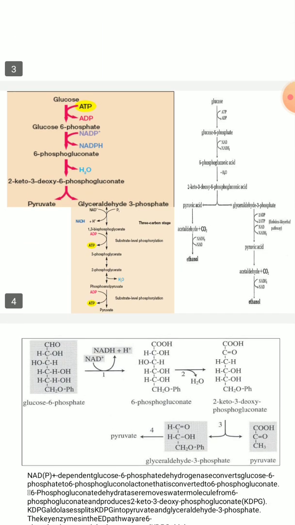You can make this out in this slide. The glucose molecule undergoes phosphorylation to form glucose 6-phosphate, then 6-phosphogluconolactone, 6-phosphogluconate, and 2-keto-3-deoxy-6-phosphogluconate. You can make out here glucose to glucose 6-phosphate as the usual kinase phosphorylation reaction. Further it undergoes a dehydrogenation reaction, and then a dehydration reaction to form 2-keto-3-deoxy-6-phosphogluconate. Then the aldolase enzyme cleaves it to pyruvate as well as glyceraldehyde 3-phosphate. Further it forms other metabolites, right?